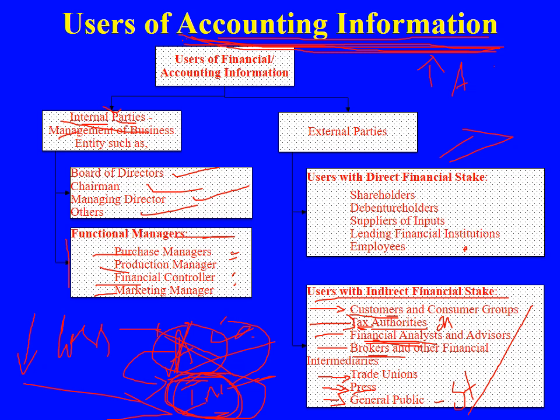These shareholders may be prospective shareholders or present shareholders. They need accounting information for the purpose of taking financial decisions, like whether to invest or to take back their shares. So when the company supplies accounting information, shareholders get to know how the company is performing. Is the company maximizing its profit? Is the company maximizing its wealth? Based on that, shareholders will take decisions whether to invest or not. So that's why shareholders need accounting information.